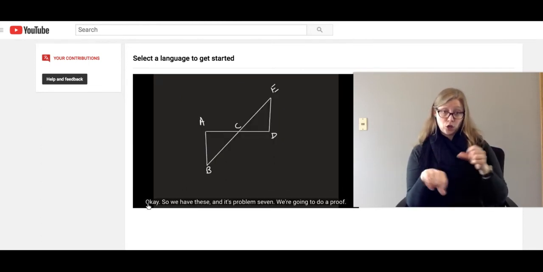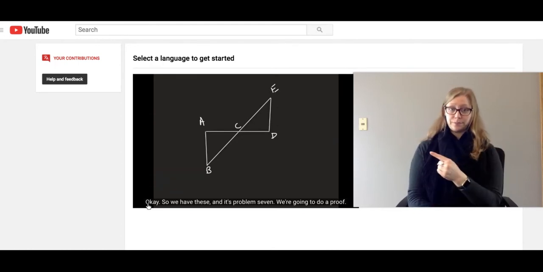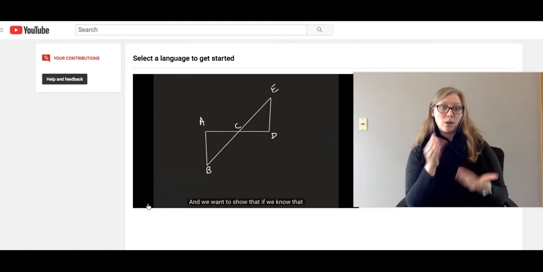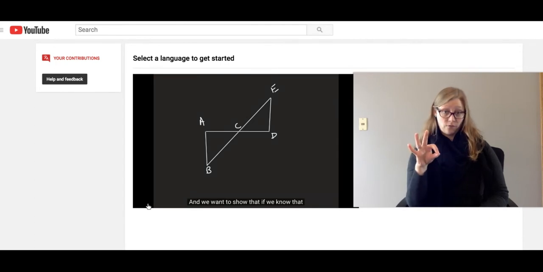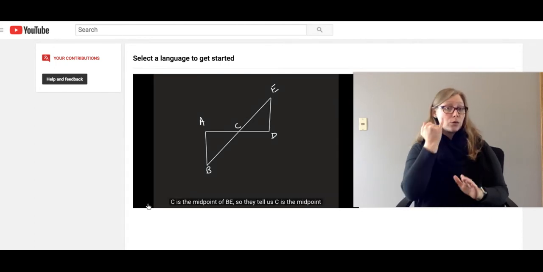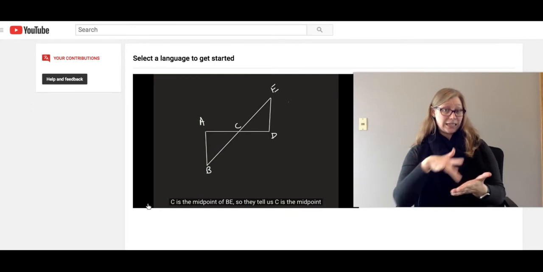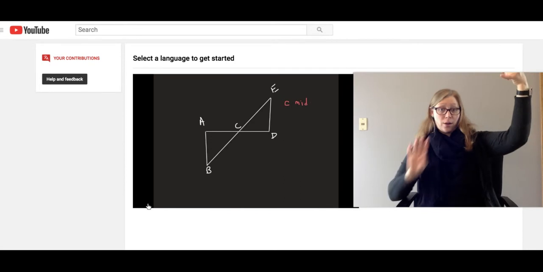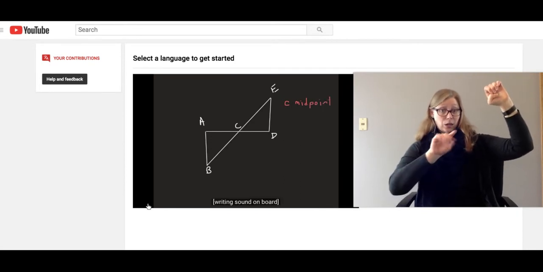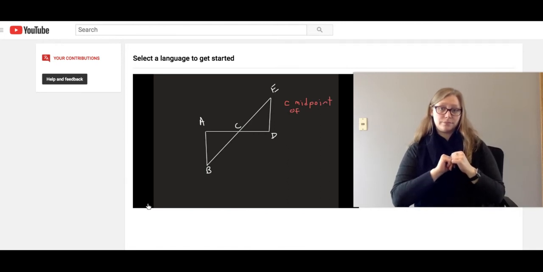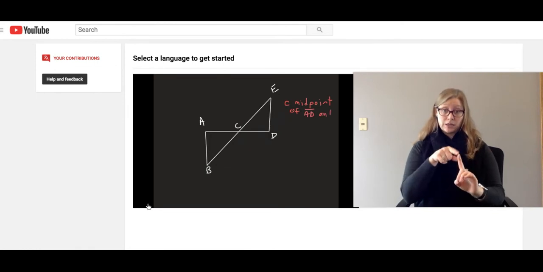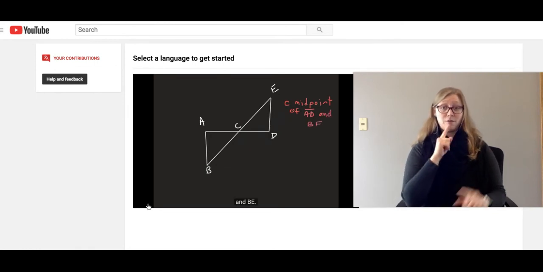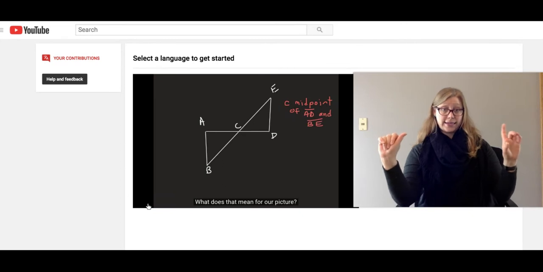Okay, so in this problem 7, we're going to do a proof, and we want to show that if we know that C is the midpoint of BE, so they tell us C is the midpoint of both AD and BE. What does that mean for our picture?